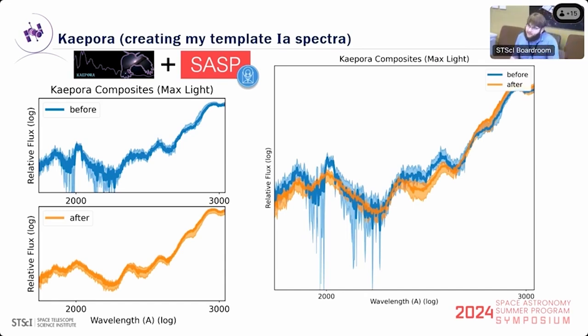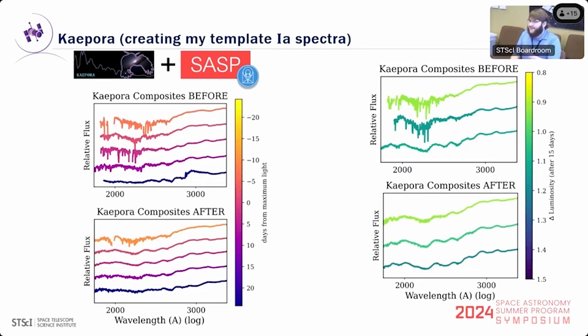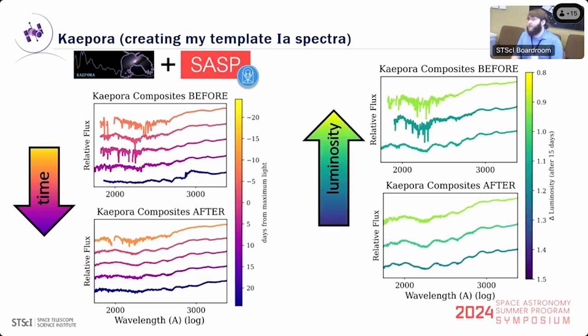But this is not all that Kapora can do. It can do so much more. We can also change things like only look at spectra that are later in time, earlier in time, brighter, dimmer, all that sort of stuff. I'm going to be showing that here. There is a lot going on in this slide, I'm sorry, but the two main things to focus on are, one, time is going down from orange to purple on the left, and on the right, luminosity is going up from blue to green.